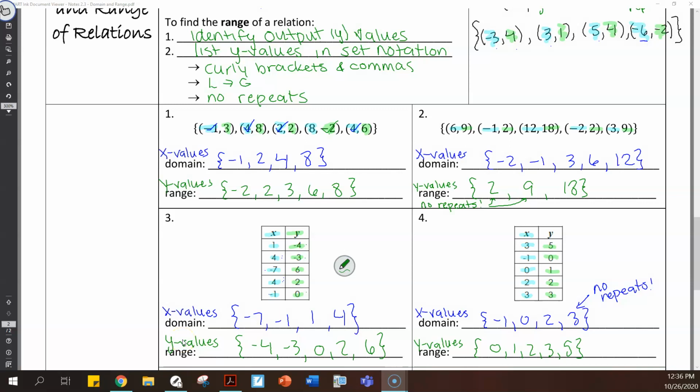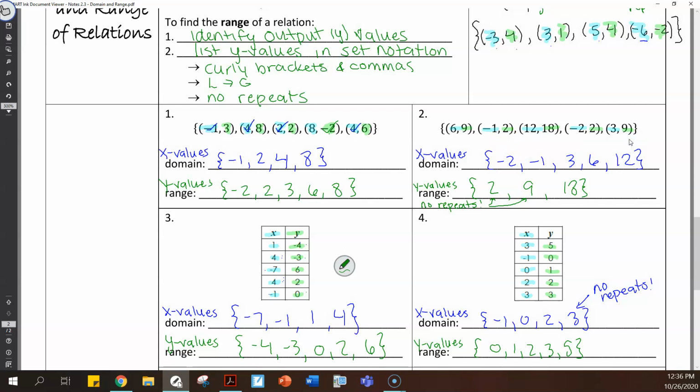All right, so for number 2, for your domain, all of your x values listed from least to greatest, -2, -1, 3, 6, and 12. Your y values to give your range are 2, 9, and 18. I know that I have more than one 2, and I know that I have more than one 9 here in my ordered pairs, but I don't want to repeat those when I write my range.